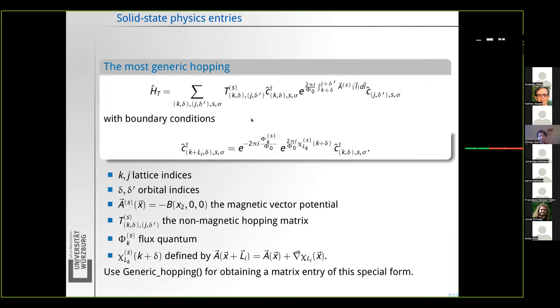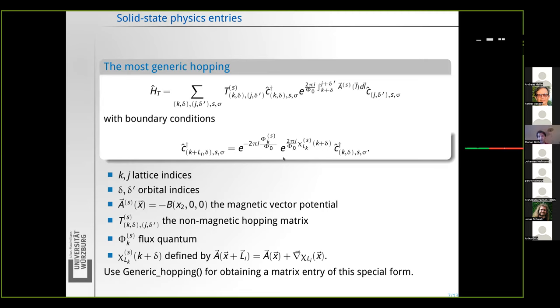Additionally, you have to respect the respective boundary conditions of your fermionic operators. In this notation, you have the K and J indices, which are lattice indices. On top of that, you have the delta and delta prime indices, which are orbital indices within your lattice indices. You have the magnetic vector potential, usually perpendicular to some direction, the non-magnetic hopping matrix, the flux quanta phi, and the gauge down here in the boundary condition.